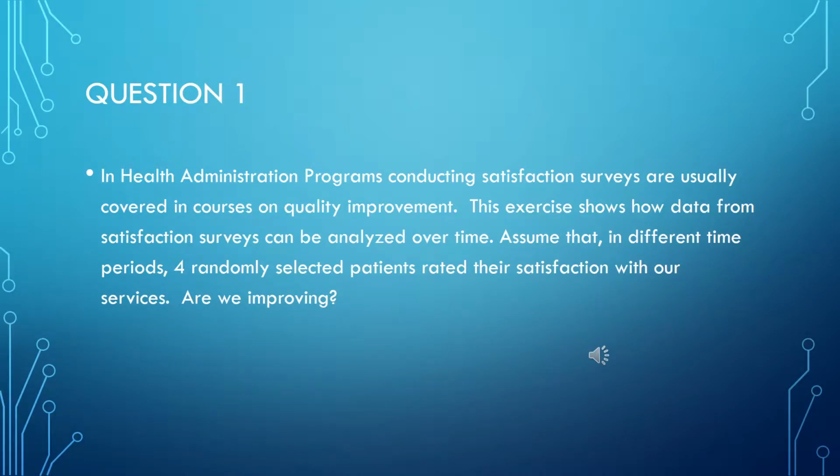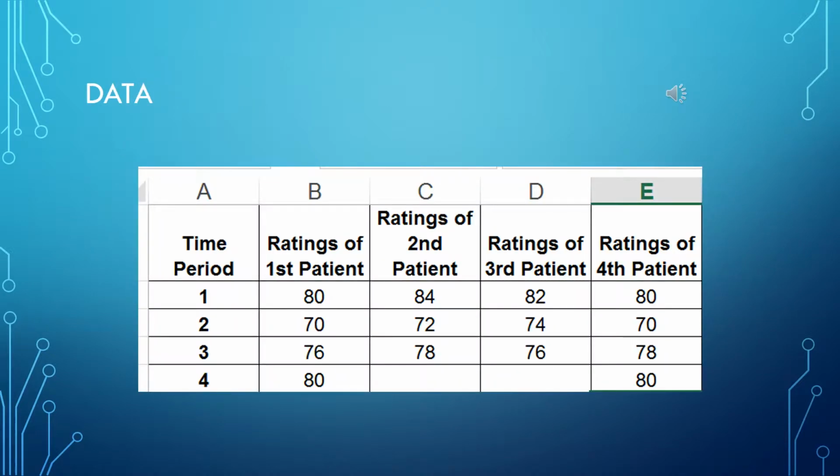Alright, so question 1 asks, in health administration programs, conducting satisfaction surveys are usually covered in courses on quality improvement. This exercise shows how data from satisfaction surveys can be analyzed over time. Assume that in different time periods, 4 randomly selected patients rated their satisfaction with our services. Are we improving? So right here we have our data and it shows the ratings based off of our 4 patients. And for this data set, we are going to be using control charts.